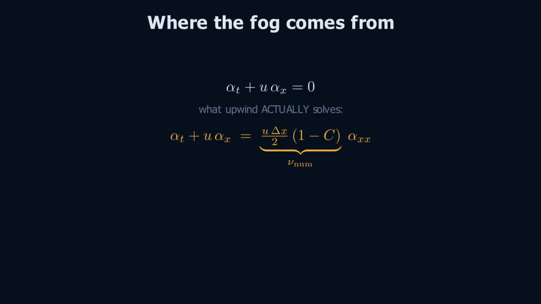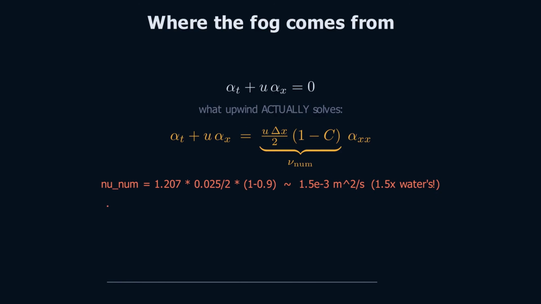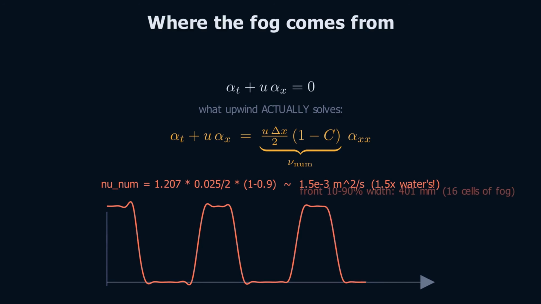Put our numbers in. Velocity 1.2, cell size 25 mm, Courant 0.9. The fake viscosity is about 1.5 times 10 to the minus 3 meters squared per second. For scale, that is more than 1,000 times the molecular diffusivity you would physically expect here. Our slugs are swimming in numerical honey. And here is the measurement, straight from the solver, the final alpha profile along the pipe. Each front that entered as a perfect step now takes 401 mm to climb from 10 to 90% gas. 16 cells of fog, and it grows with every step the slug takes.